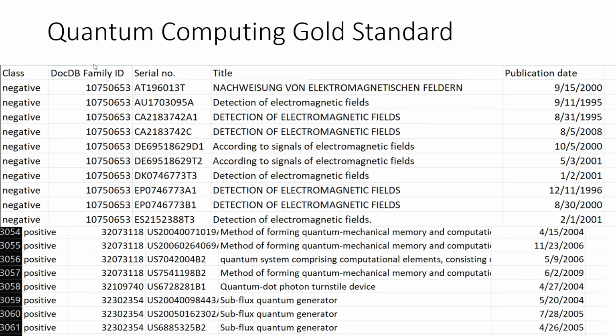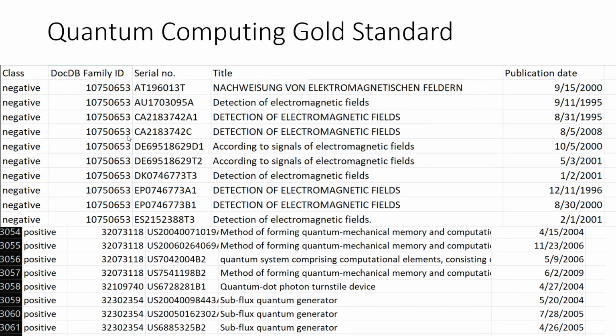Now, let's talk about family ID for a moment. So family ID is used to identify all the related documents for a particular patent family. So if we look at these first 10 rows, they all have the same family ID. So all of them are the same patent family. And in fact, if I was looking at the full database, I think there's 17 members of this family ID in the full data set. Now, if you look at serial numbers, all the serial numbers are different because these are different documents.